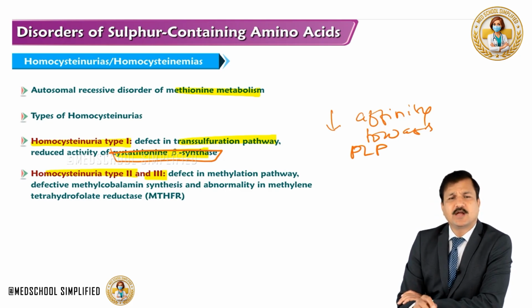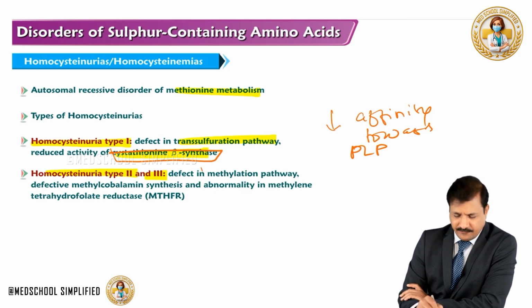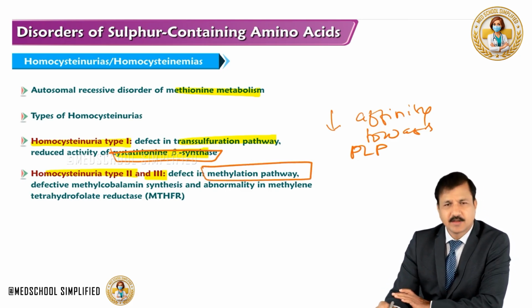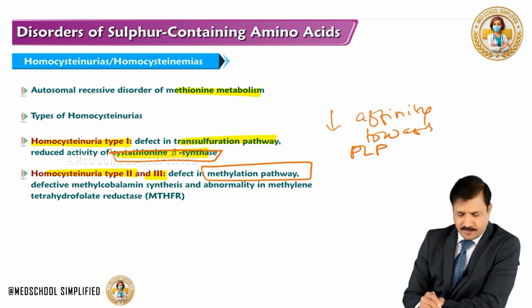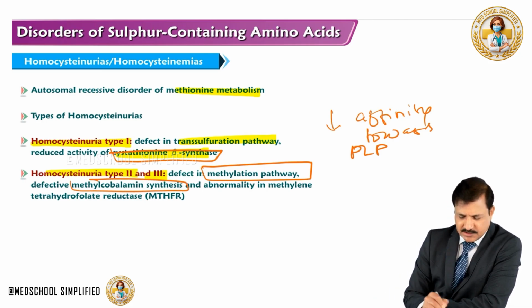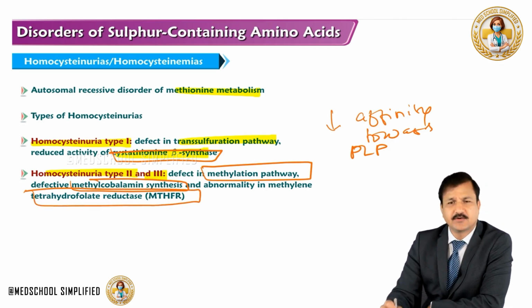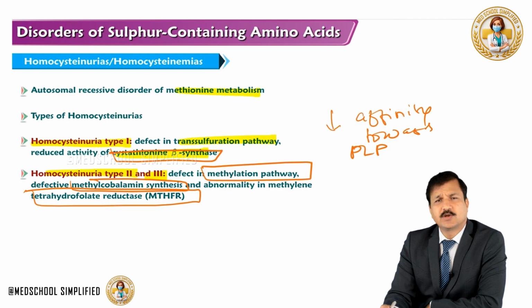Now homocystinuria type 2 and type 3 are because of a defect in the methylation pathway, where defective methylcobalamin synthesis and abnormality in methylene tetrahydrofolate reductase enzyme activity have been noted, which will cause homocystinuria type 2 and type 3. So type 2 is because of deficiency of methylcobalamin, that's a type of vitamin B12, and type 3 is because of a defect or abnormality in methylene tetrahydrofolate reductase, MTHFR.